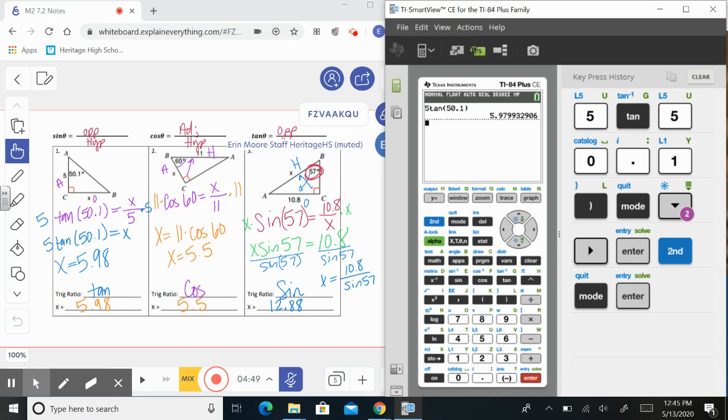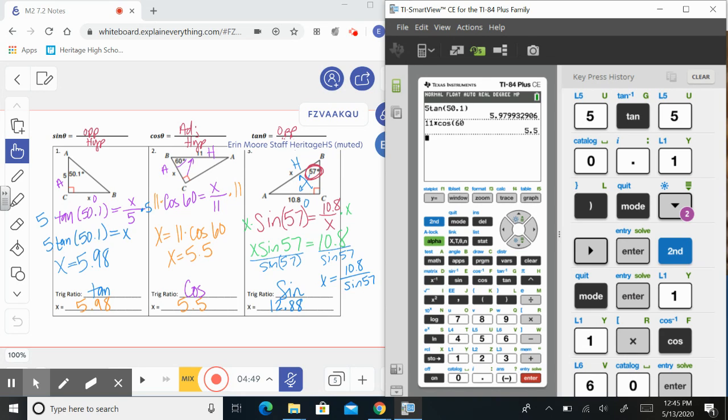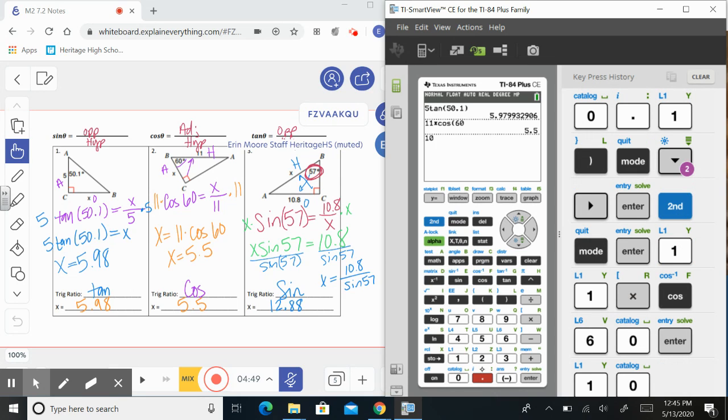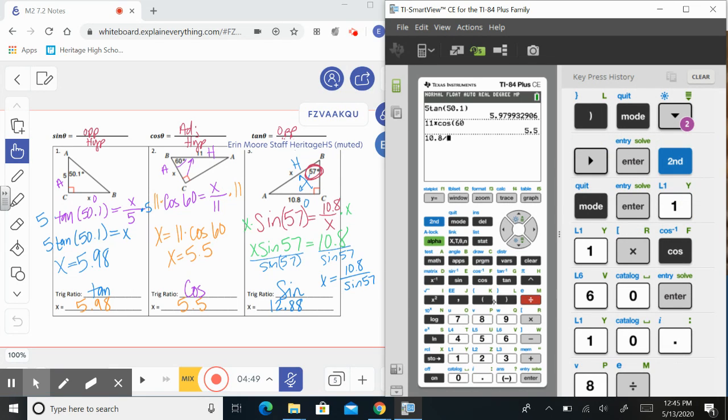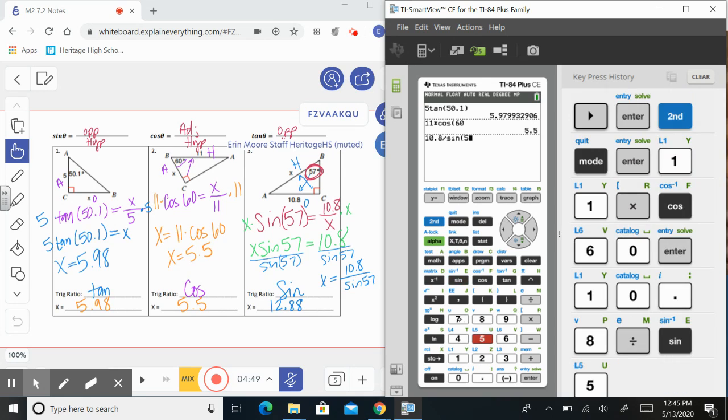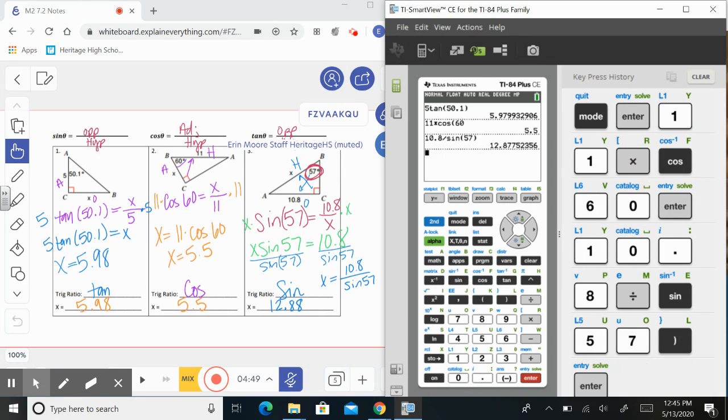Let's try the next one on number 2. You don't have to do the degree or the mode every time. It'll stay in degree mode. So then we can just type in 11 times the cosine of 60. And you will see that you get the 5.5 that I got there as well. Same thing with the very last one on number 3, 10.8 divided by sine of 57 is going to give you the 12.88 that I gave you as well. So hopefully those steps there help you with that.